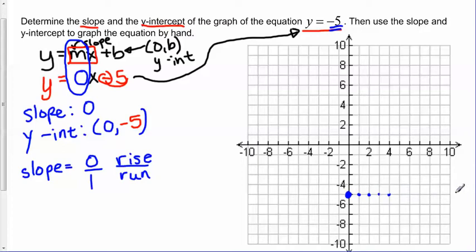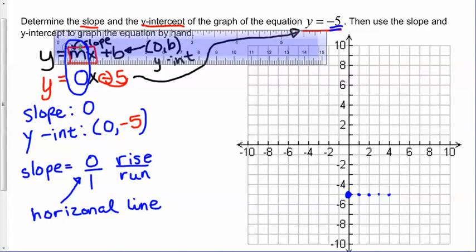So notice what kind of a line we're getting here. We're getting a horizontal line. That will be true anytime I have a slope of 0. If the slope equals 0, I will for sure have a horizontal line because any horizontal line is going to have a rise of 0. And the run can basically be whatever I want the run to be because 0 divided by 1 or 0 divided by anything is always going to give me 0.